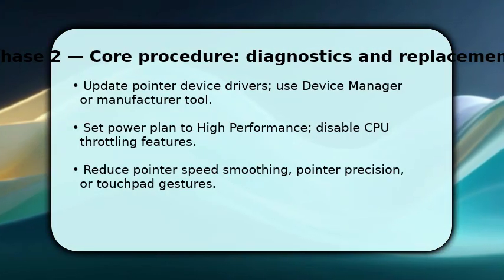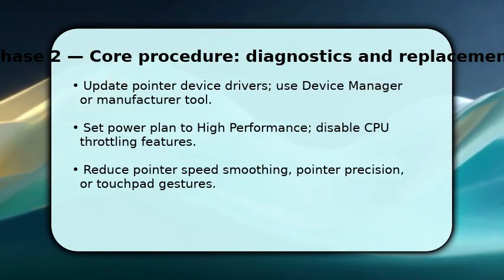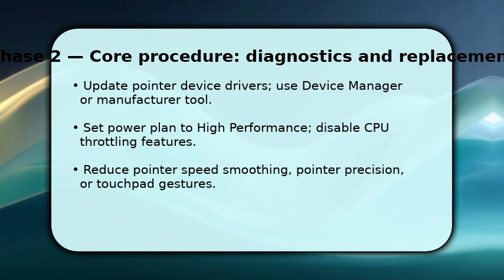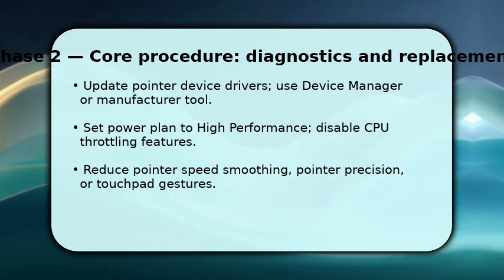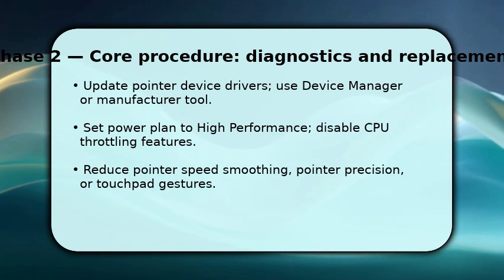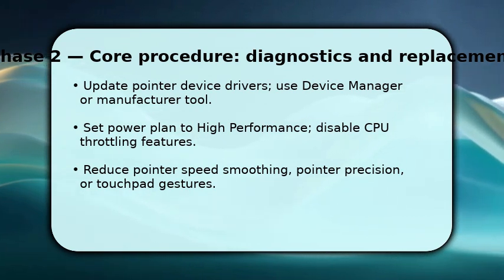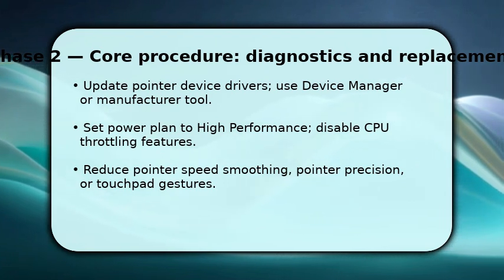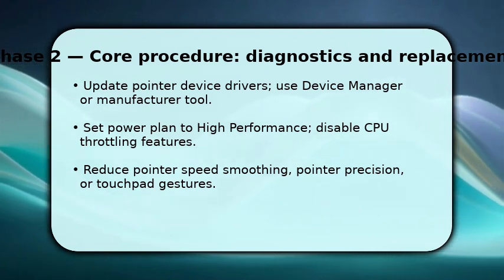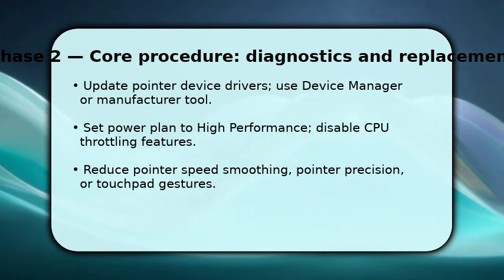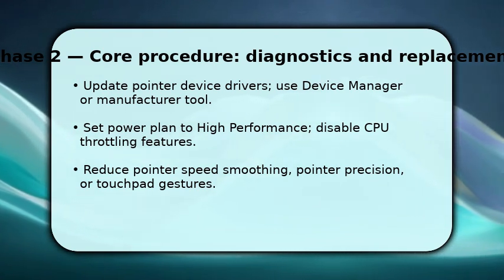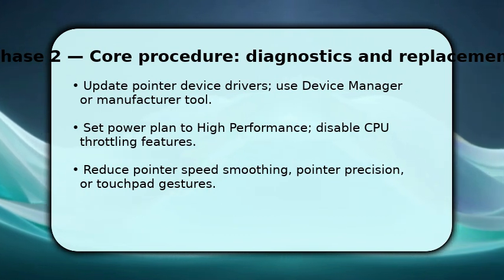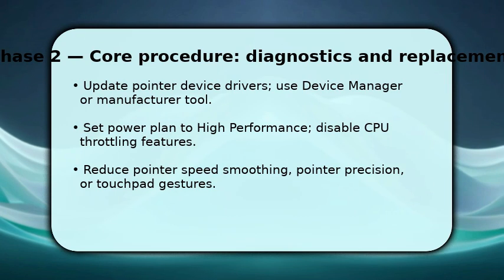Now you update and tune system settings to address lag at its source. First, install the latest driver for your mouse or touchpad via Device Manager or the Maker's Updater, because outdated drivers introduce delays. Then switch the power plan to high performance and disable CPU or GPU throttling, which can cause stutters. Finally, reduce pointer smoothing and extra gestures in settings so the OS stops processing unnecessary input. These steps improve responsiveness by letting hardware and drivers report position faster.